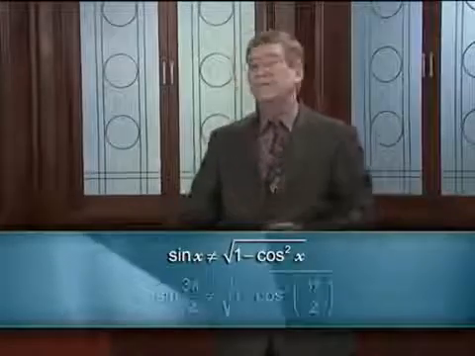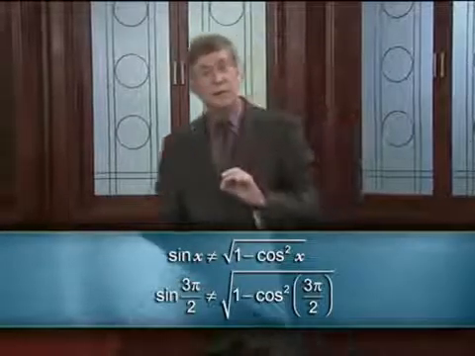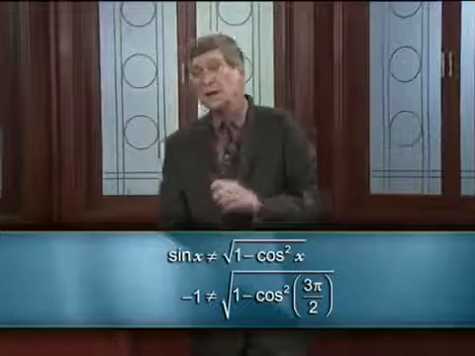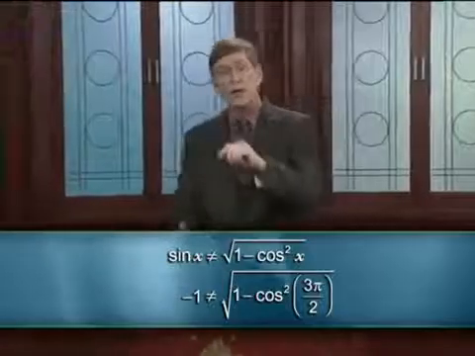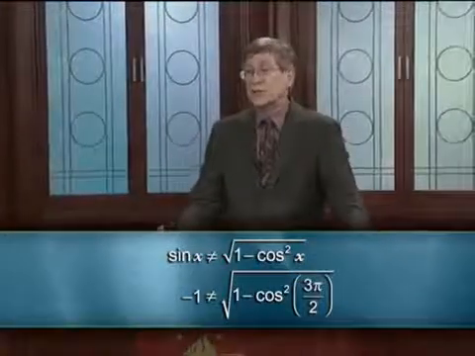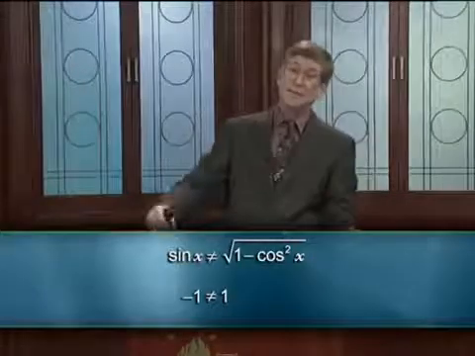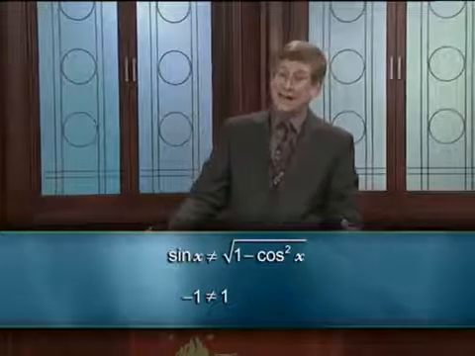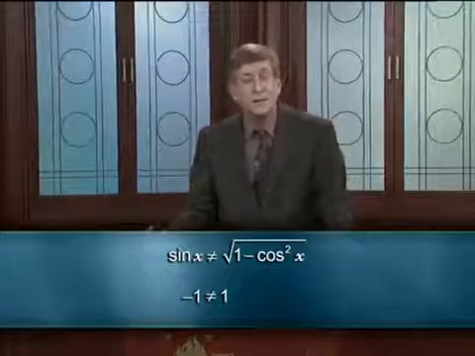For example, if x is 3 pi over 2, then the sine of 3 pi over 2 is minus 1. But the cosine of 3 pi over 2 is 0, and the square root of 1 minus 0 is the square root of 1, or 1. So the left-hand side is minus 1, and the right-hand side is 1. So that's not an identity. It's not true for all x.